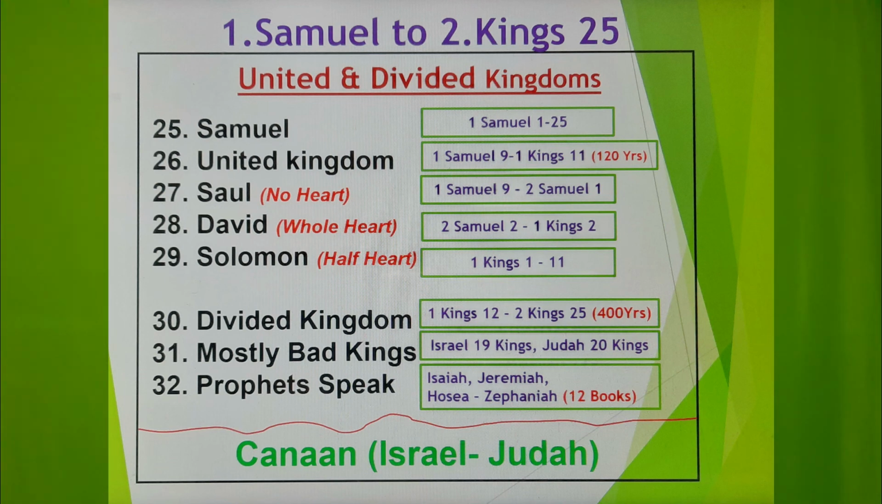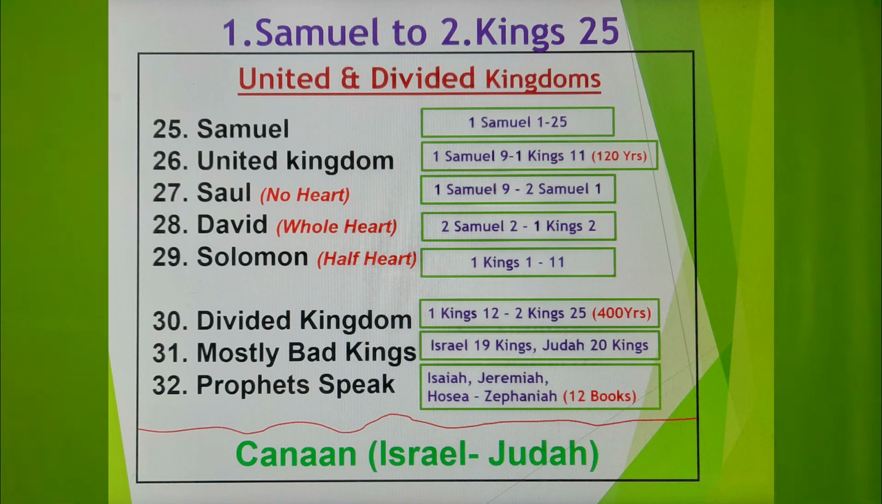Saul's time, 1 Samuel 9 to 2 Samuel chapter 2. Regarding Saul, it is mentioned there. And regarding David, we have the story from 2 Samuel chapter 2 to 1 Kings chapter 2. And Solomon, the 1 Kings book up to 11 chapters, Solomon's story is specifically mentioned there.